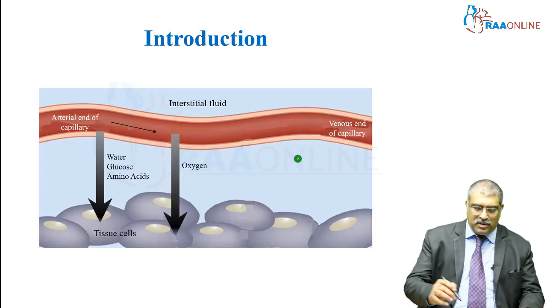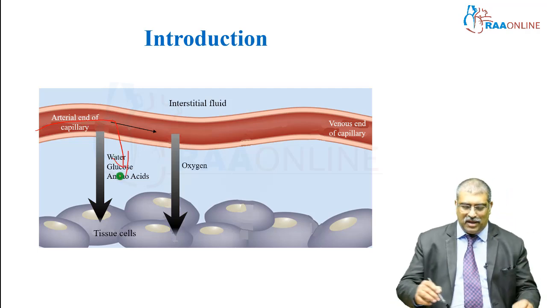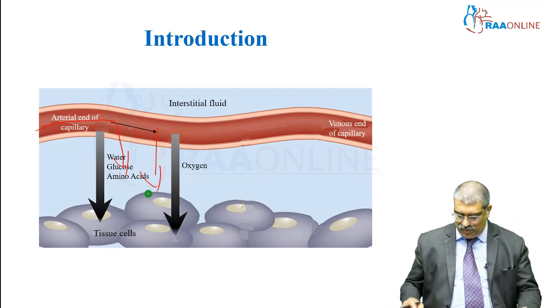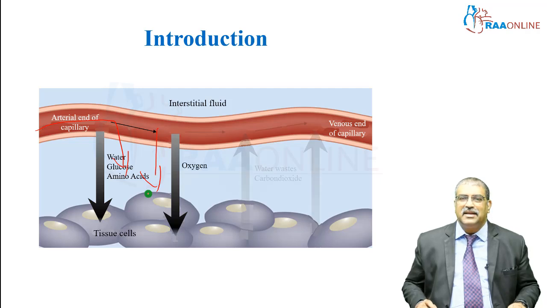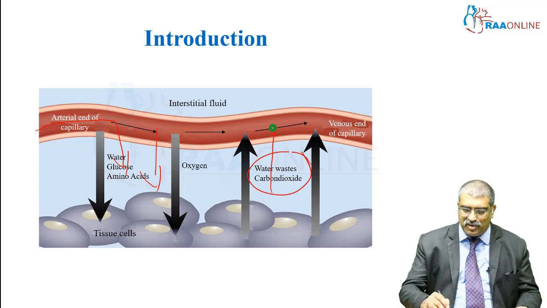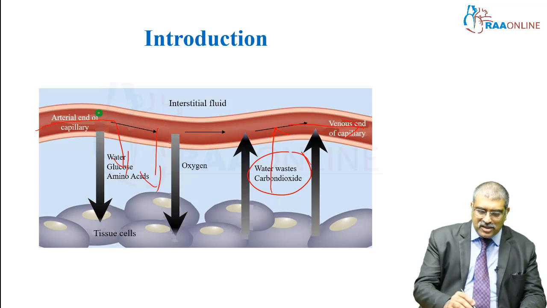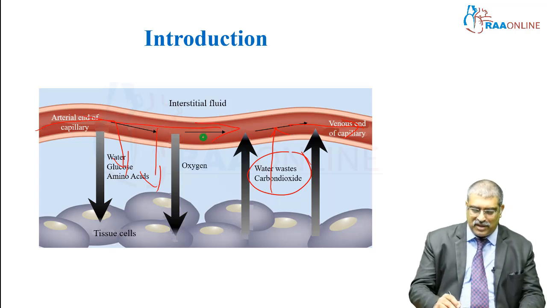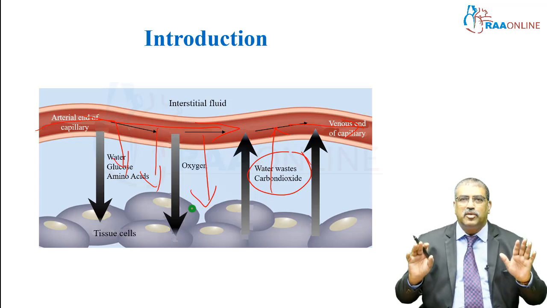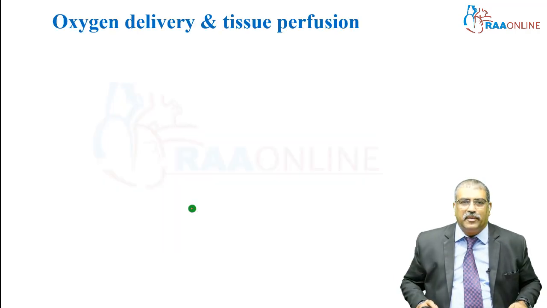Normally, at the arterial end, oxygen and nutrients come and give the energy requirement for the tissue. Then oxygen is utilized. Then the carbon dioxide and the water waste come back into the circulation and go to the venous end. So this part is the perfusion and this part is the oxygen delivery. In shock, both may be compromised, your perfusion as well as your oxygen delivery.